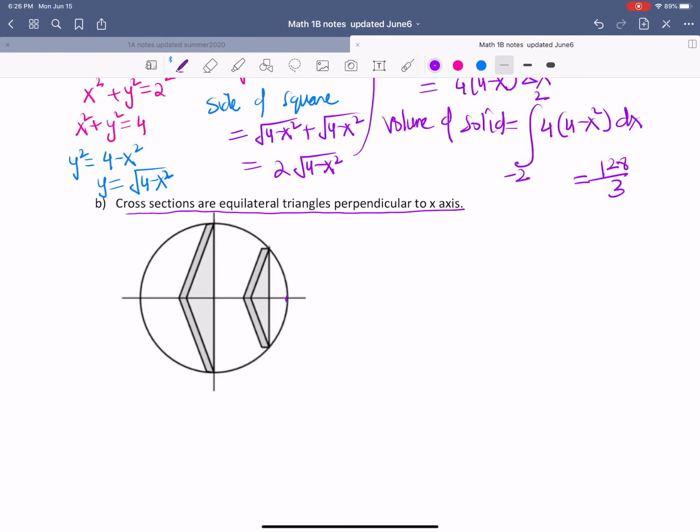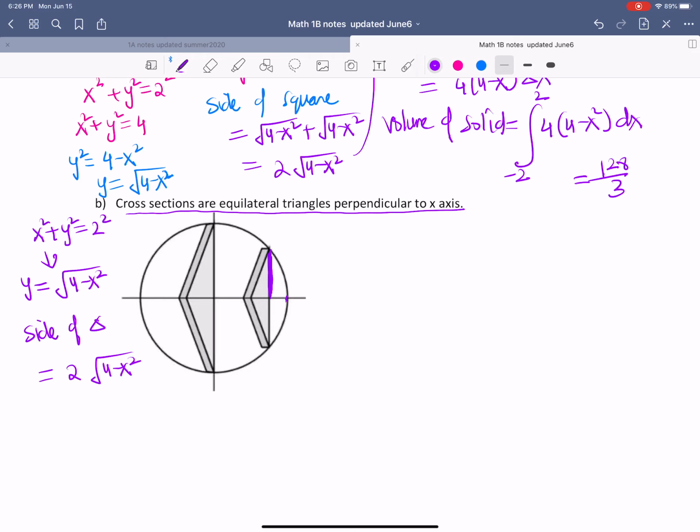Okay, so we see here we have an equilateral triangle. That means all 3 sides are equal. In the previous problem, we did find out that this is the y value, which was equal to square root of 4 minus x squared. We did use the equation of the circle to get here. So this little piece is the y value, and side of triangle would be twice of it, so it's 2 square root of 4 minus x squared.